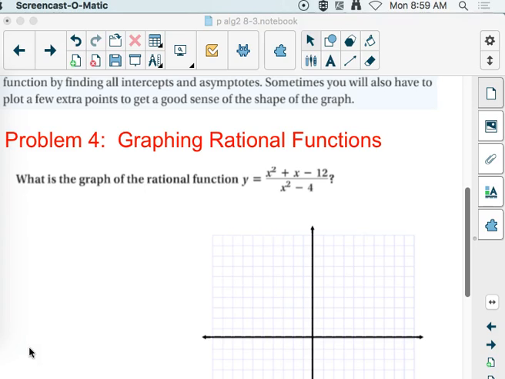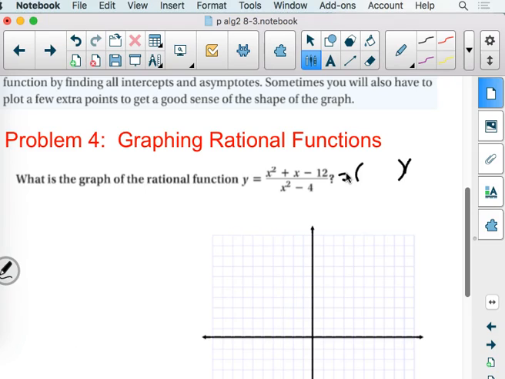So it says, what's the graph of y equals x squared plus x minus 12 over x squared minus 4? That's not factored. We need to factor that. Can you think of 2 numbers that multiply to negative 12 and add to 1? Four and negative 3. How about x squared minus 4? We'll be back to that. x plus 2, x minus 2. All right, so away we go.